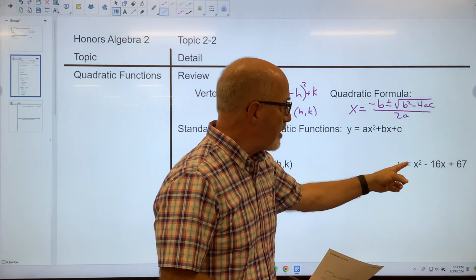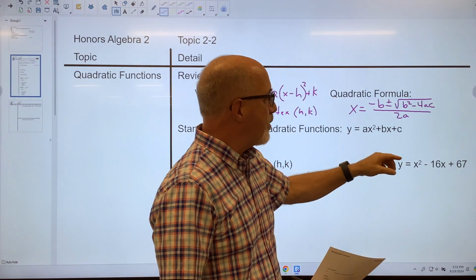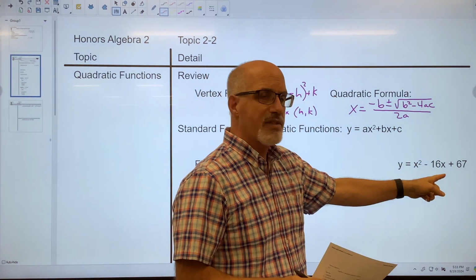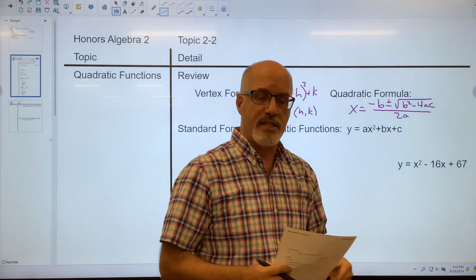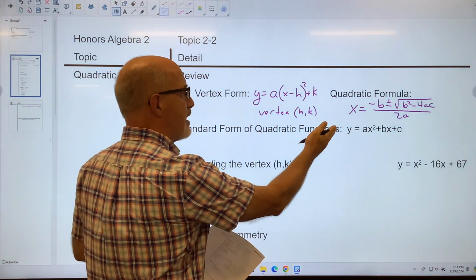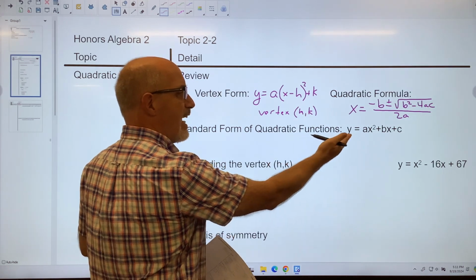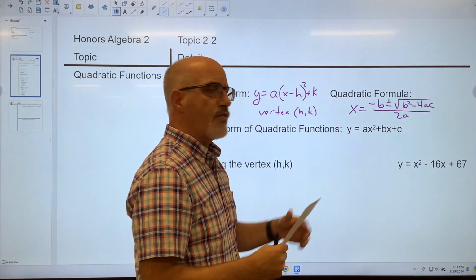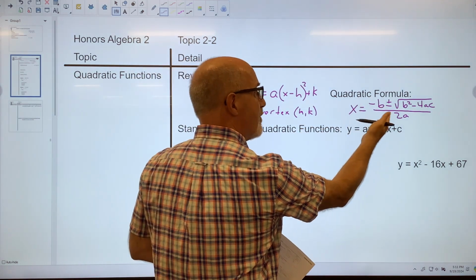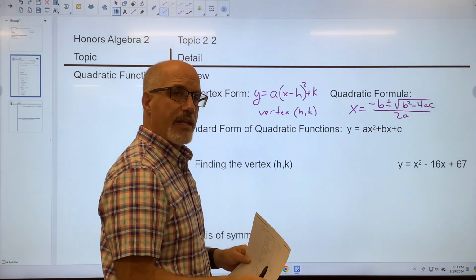Now, if you notice this form here, if this were equal to 0, we'd have an a of 1, a b of negative 16, and a c of 67. Now, let's go ahead and talk about how we can find this vertex h, k when it's in this form. We'll need to use a little formula that's tied to information from the quadratic formula.